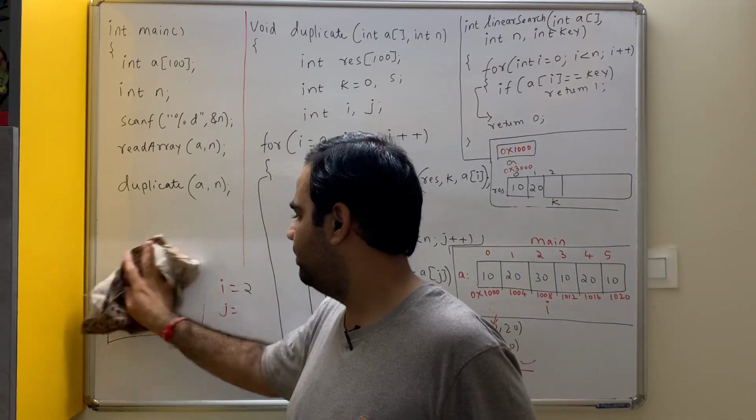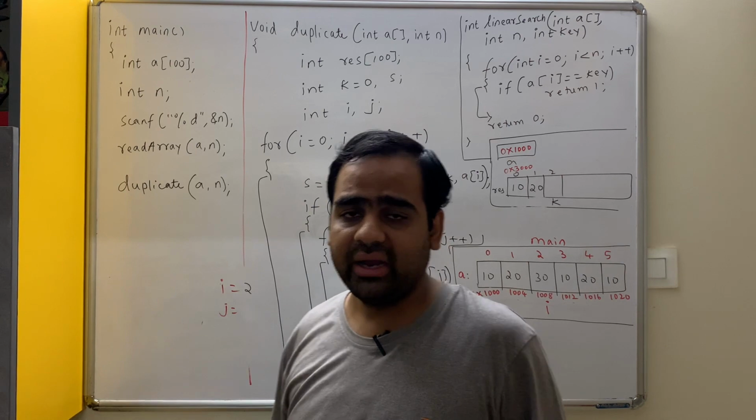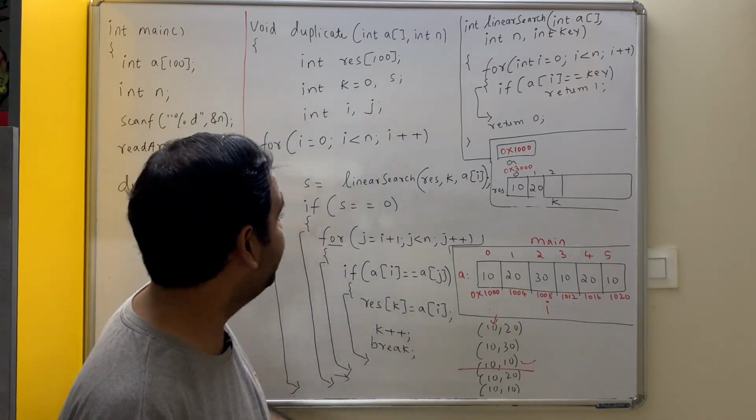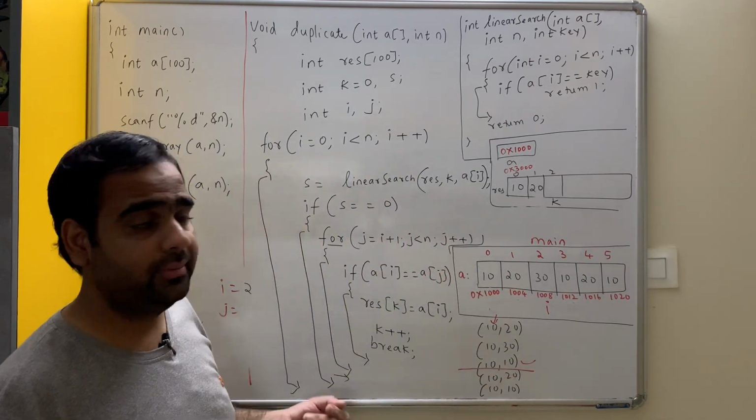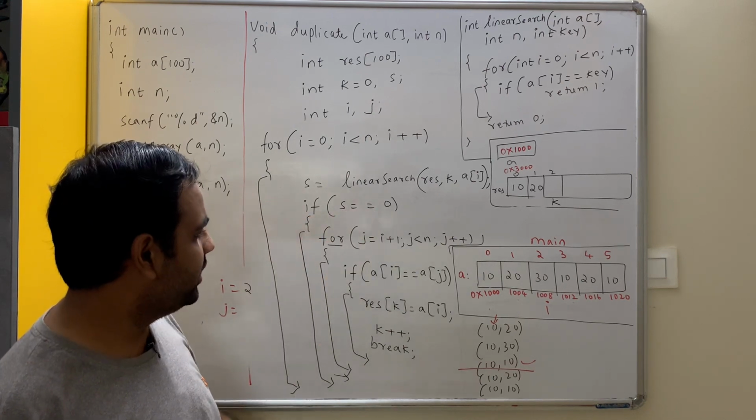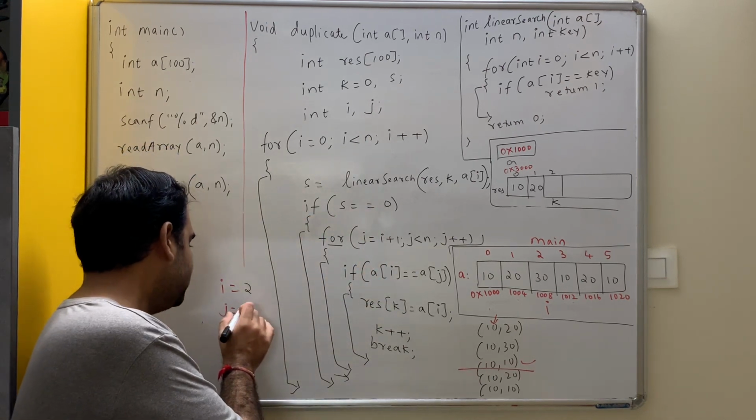Now return 0 means what? 30 is not yet reported as a duplicate element. 30 may be a duplicate element. Now the value of S is 0. Yes, J is I plus 1. The value of J will be 3.